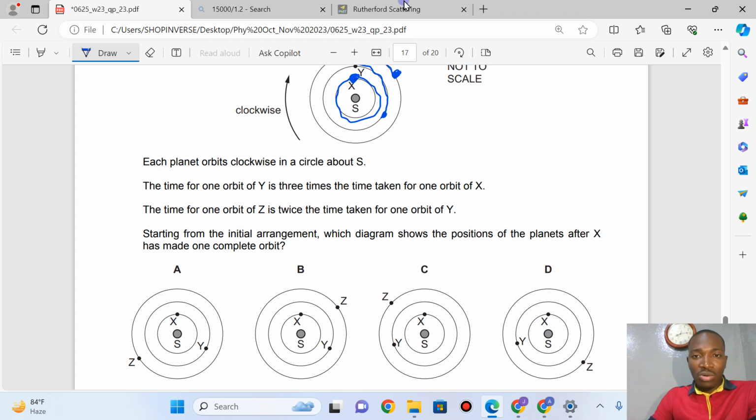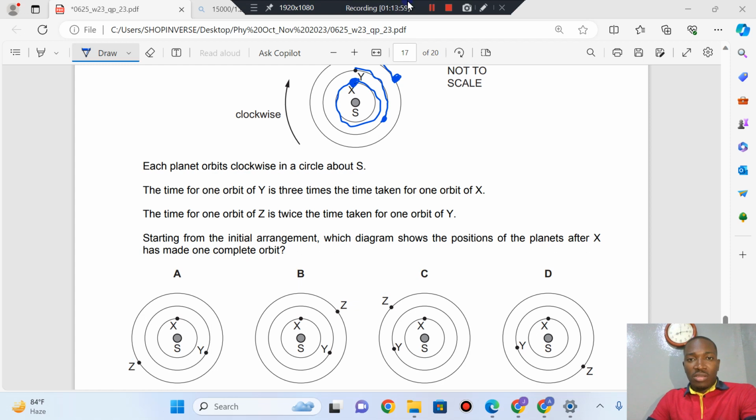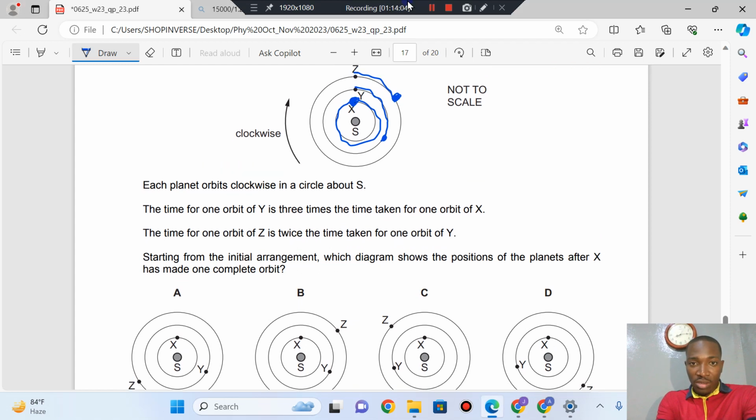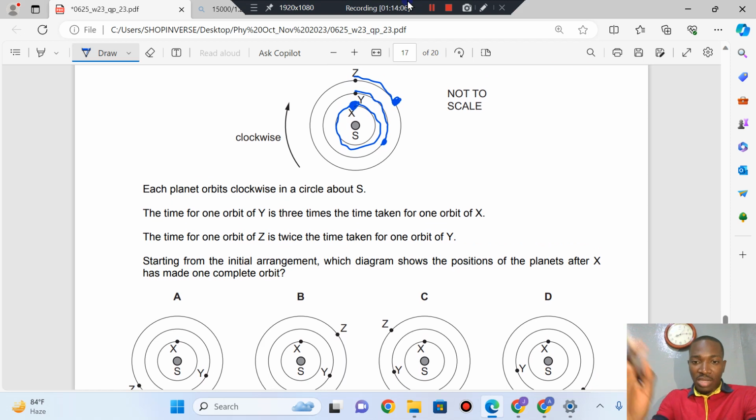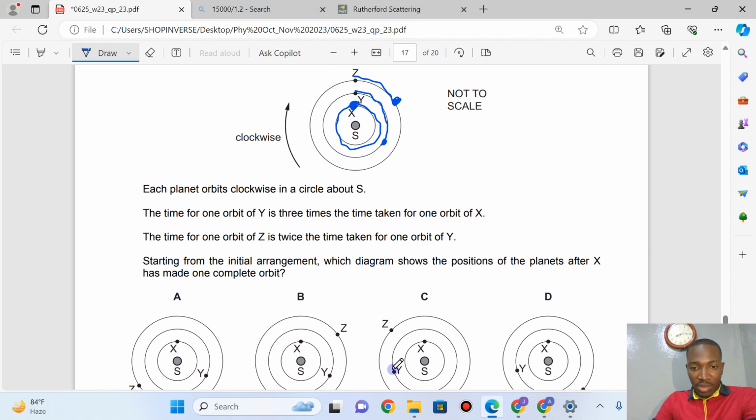Okay, let me have a second look at this question, please. Yeah, that's it. What we've done is correct. And which diagram is that here? Is that C? Y is there? No, Y should be here. That is B.